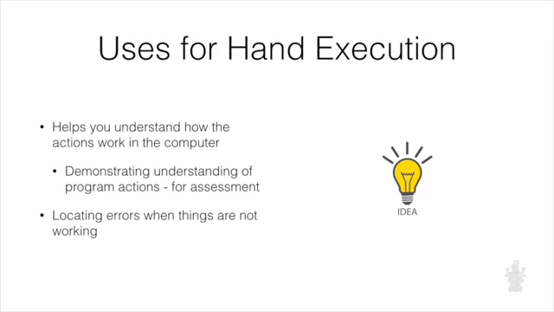Another thing that we can do with hand execution is locate errors. Quite frequently, I think, the code that we write has small mistakes in it, obviously unintentional, and we write it thinking that it's going to do what we want it to do. But when we run it, the computer doesn't do what we want. It's very frustrating.